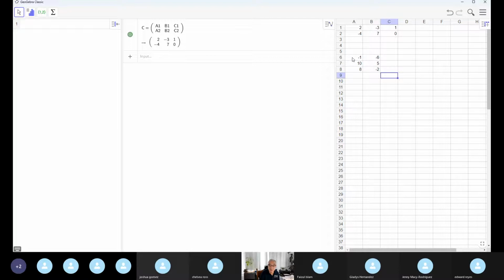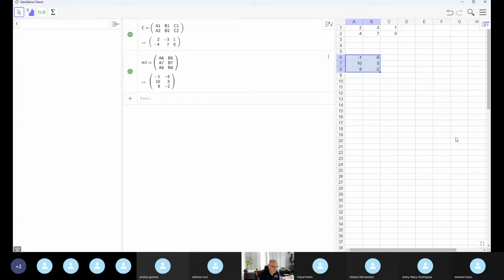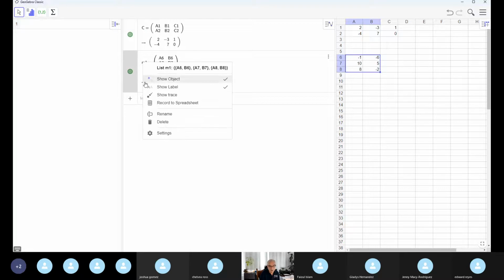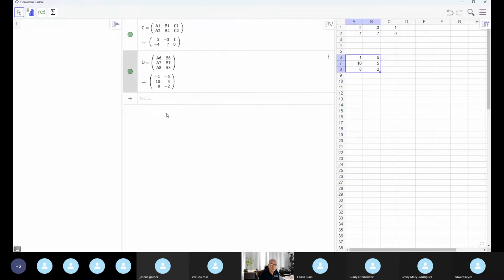Select. Remember, you drag the mouse. You press the left click on the mouse, release. Press right click. And with the right click you create what? Matrix. Bang. Let me check if the numbers are okay or not. Yes, it's okay. I want to rename. Not necessary, you can work with the original names M1, M2, M3, M4 by default. But I want to illustrate another possibility. Okay, capital D.